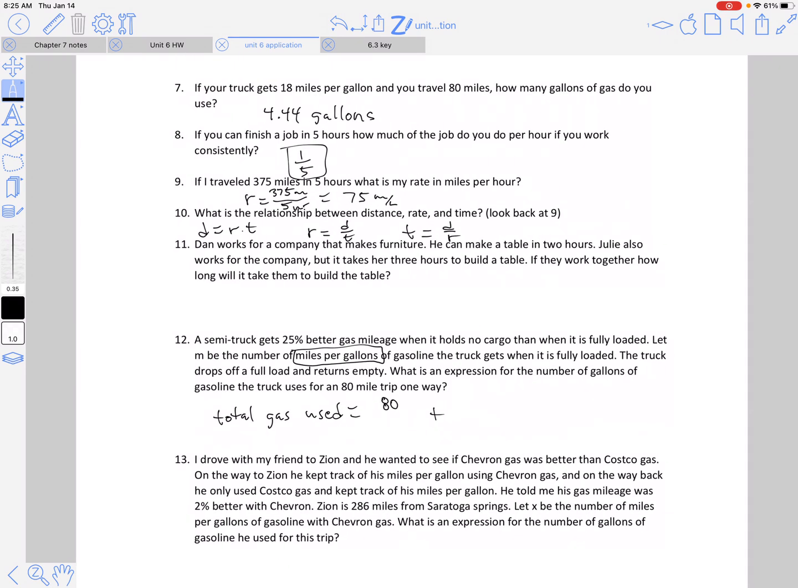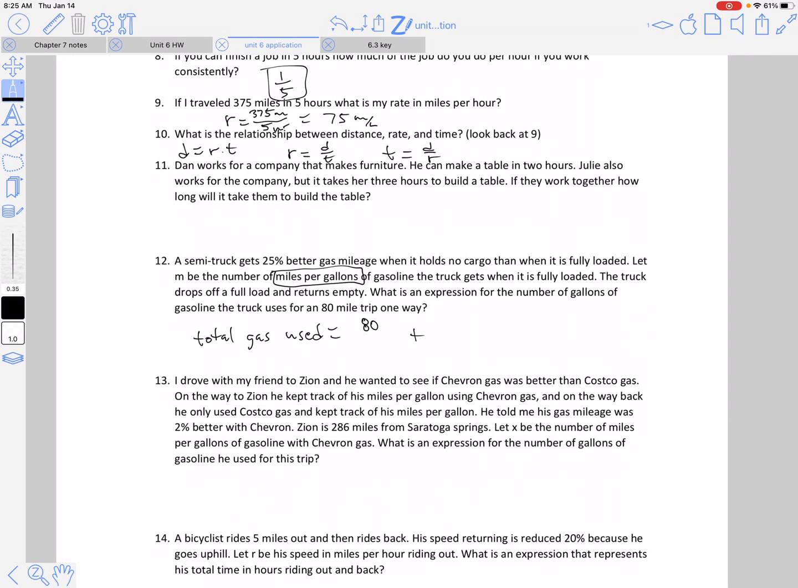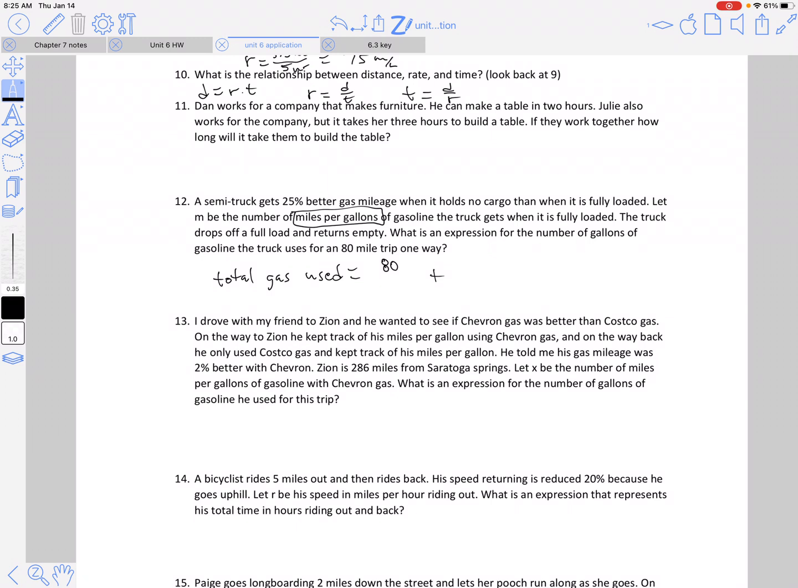So this is kind of going back up to 7. Think of how you figured that out. Okay, and we talked about we did 80 divided by that rate. So he's going 80 miles. We're going to divide it by his rate of using it. Then it says the truck drops off the load and returns home empty. And we know that he is 25% better when it is empty.